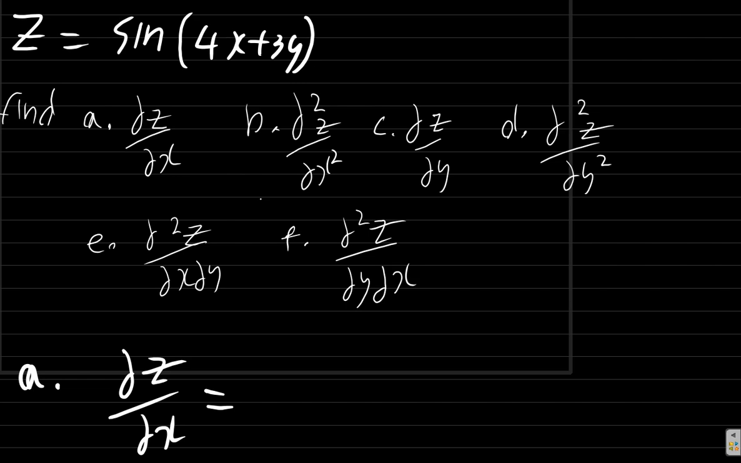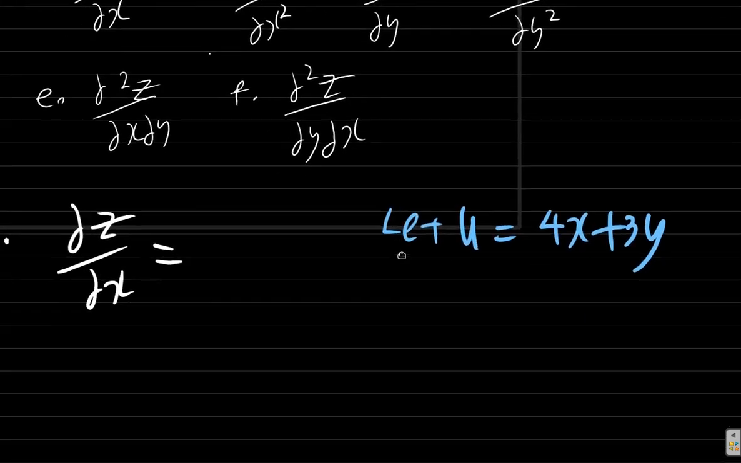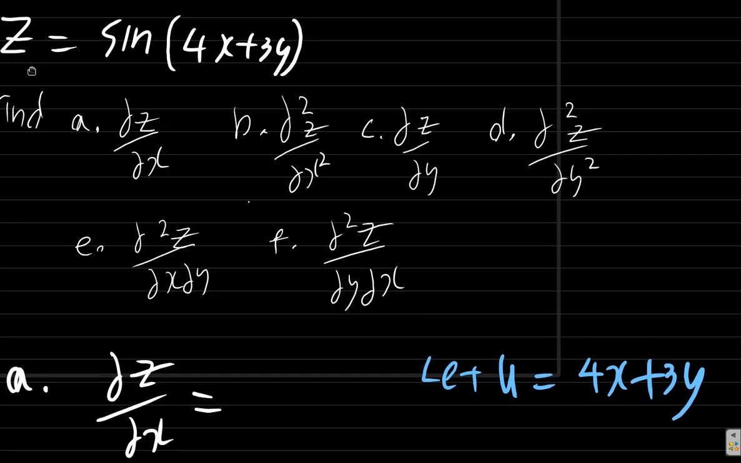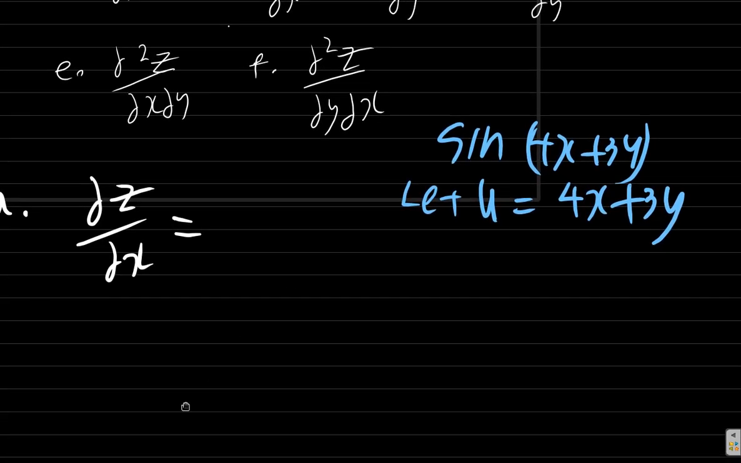In this case, you say let u be equal to 4x plus 3y. What you have is sine of 4x plus 3y. Let u be equal to 4x plus 3y. So therefore, z is equal to the sine of u. You see that?